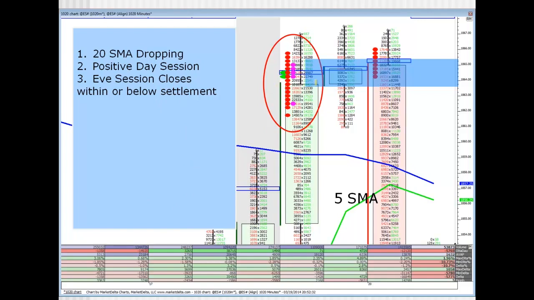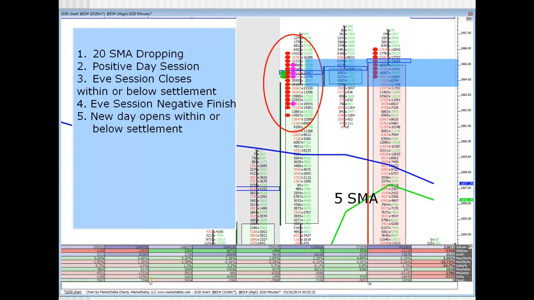We got a nice big positive day. We got another day which ended up closing within settlement. It's not below, so it's within. Now, the next thing is the evening session gets a negative finish. And why do we want the evening session to have a negative finish? What does that tell us? Well, if we get a negative finish, who was that negative finish really against? Buyers. So the buyers were trying to push up, but the sellers really were pushing back, and so at the end of the day, we ended up with a negative finish on the evening session.